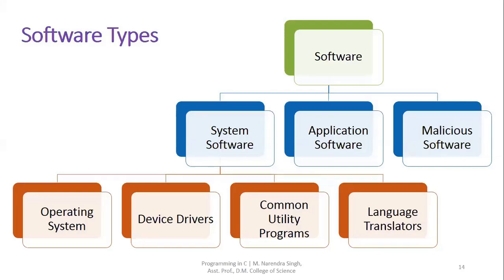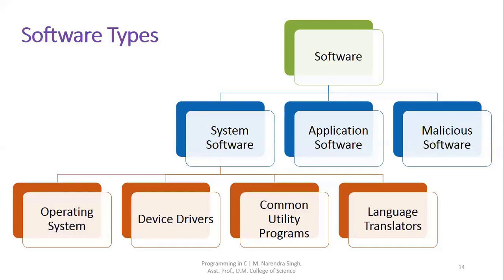Now next is common utility programs. Common utility programs are small programs to enhance the functionality of a computer. For example, there are lots of temporary files in the computer. It may slow down the computing speed. So we can clean the temporary files by using a disk cleaner. That disk cleaner is a utility program. It enhances the capability of the computer.